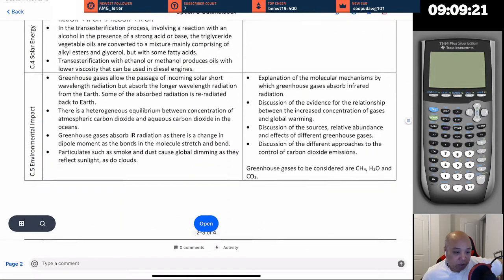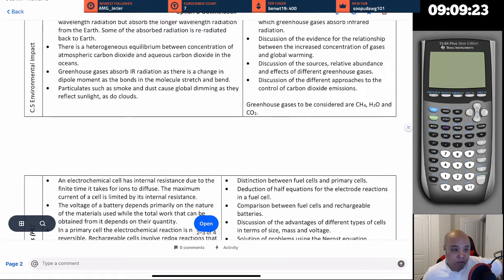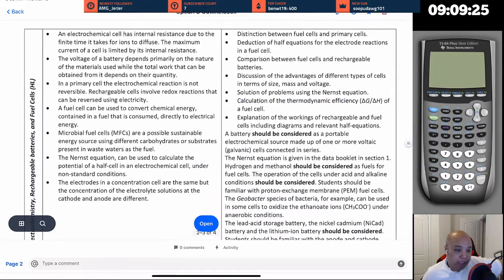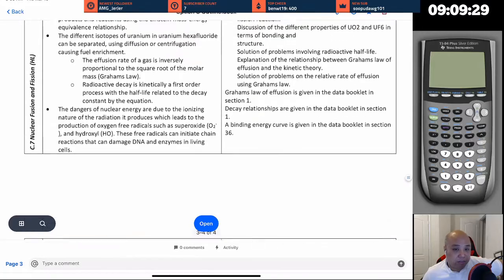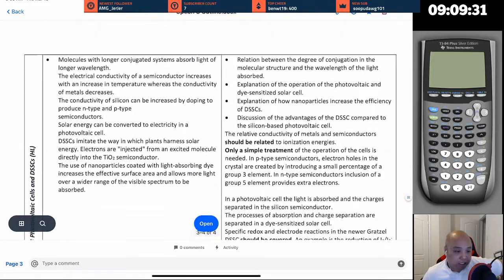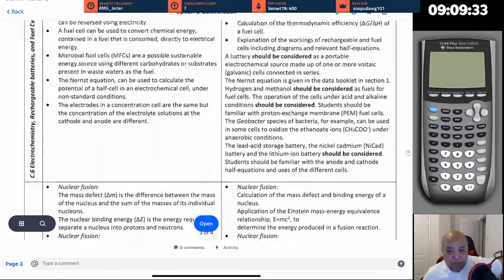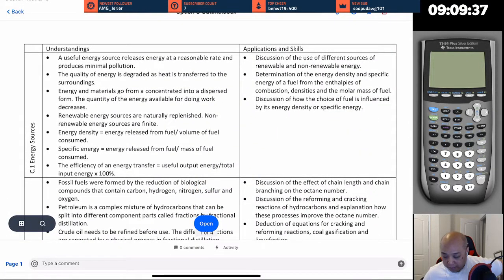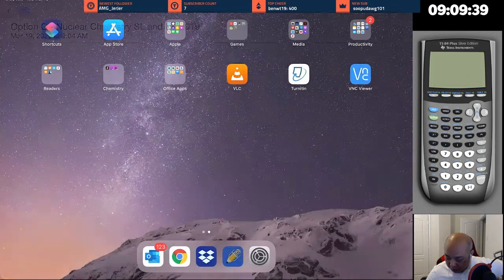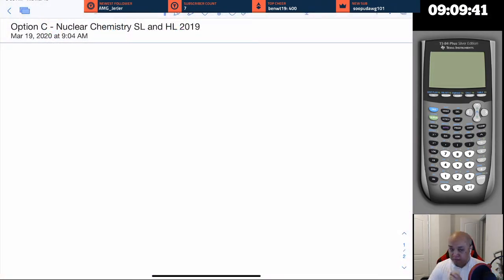C4 and C5 will do in the next week or so, in the next couple weeks. And then C6 and C7, we're going to try to finish today as well for HL, and then C8 as well. So it's not as much stuff as it appears to be, but we do still have to cover the stuff and make sure that we're ready for paper three.